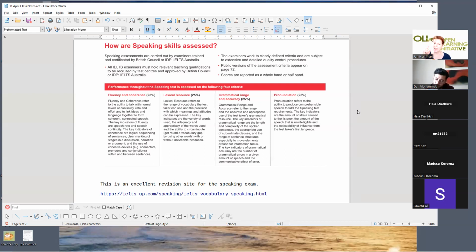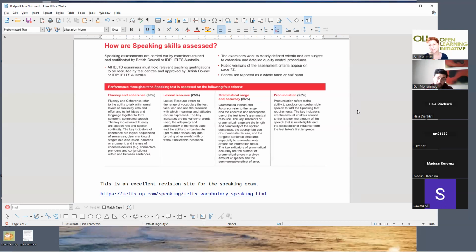Pronunciation. The accent is irrelevant. English is a worldwide language. There are as many accents as there are people speaking English. So all they're looking for is clarity. All right, so can they understand you? If they can understand you, no problem. Okay, so mispronouncing words because you have read them and never heard them is something that happens. That's not a negative, so long as they can understand what it is you're talking about.